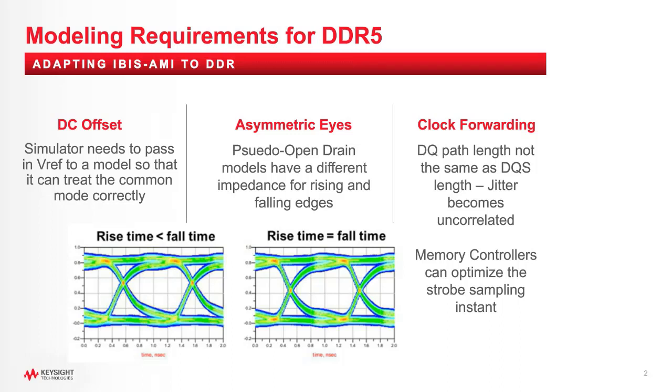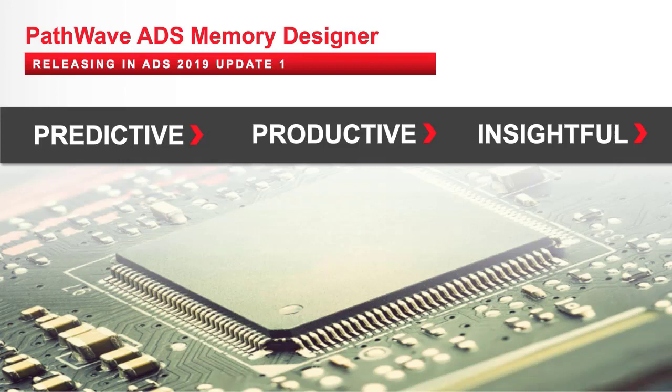Another thing that can happen is that the memory controllers themselves have the ability to optimize the strobe sampling instant. So they can interpolate along the waveform and find a more optimal trigger point, a more optimal sampling point for the eye. So in summary, I hope that you've enjoyed hearing about the transitions from DDR3 all the way through into DDR5, some of the challenges and the reason why memory design matters. And then I was very pleased to be able to give you an introduction to our PathWave ADS Memory Designer. And now we're going to pause and pass through into Q&A.